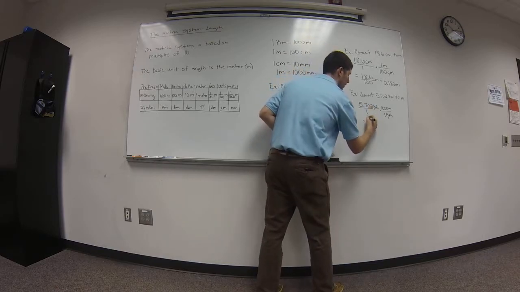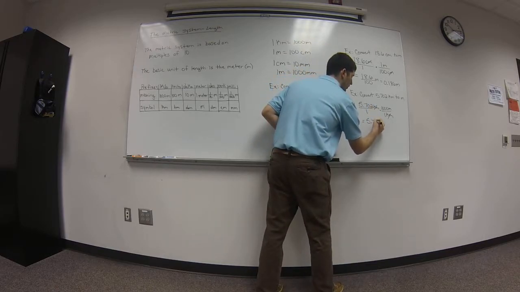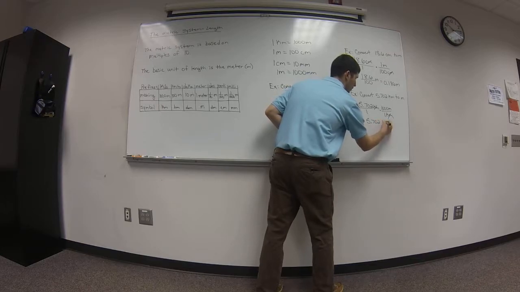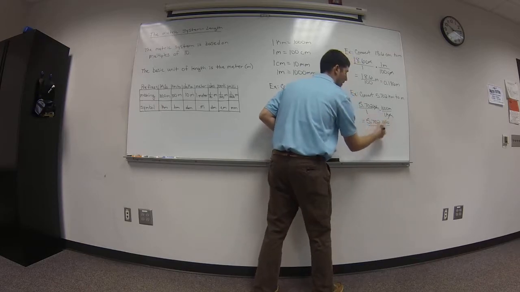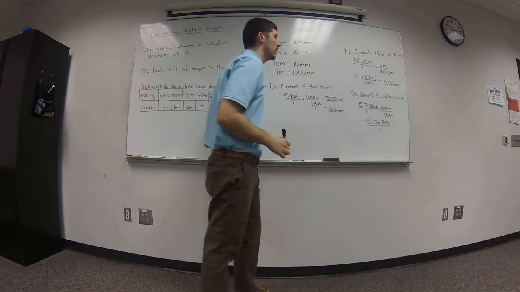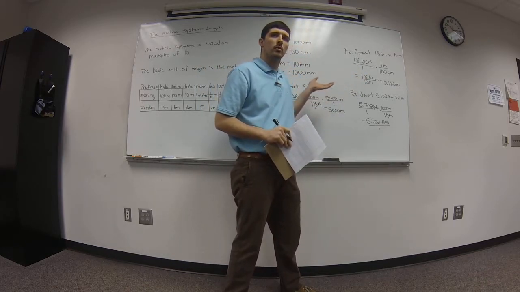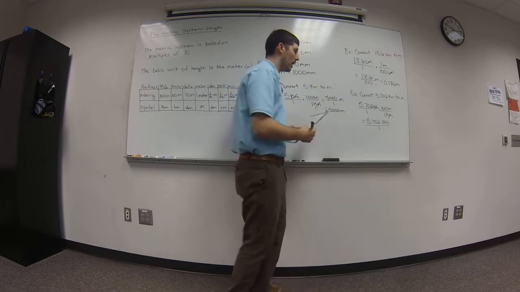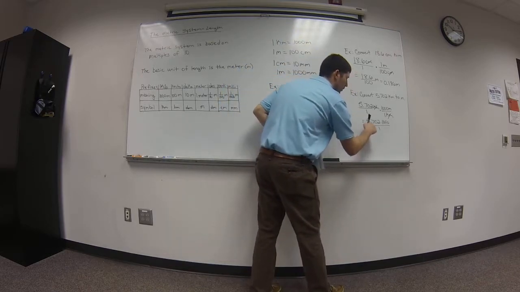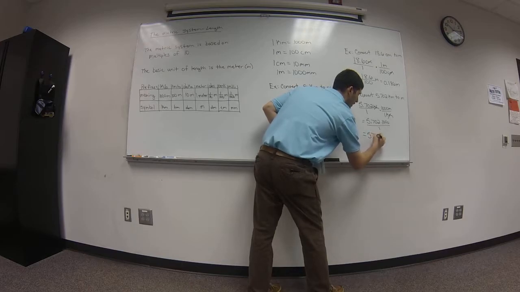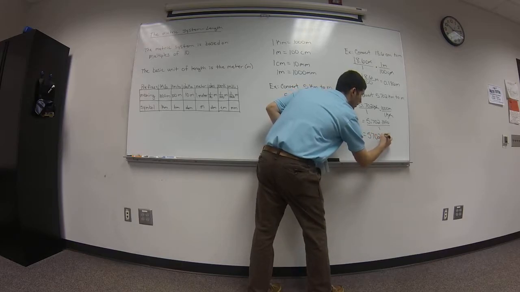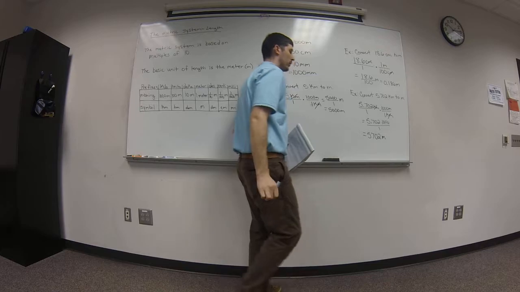5.702 times 1,000 over 1 times 1 is just 1. Just like we did up here, when we divide by 100, we moved our decimal to the left. But when we multiply by this power of 10, we're going to move it to the right 3 places. We get 5,702. Our units are meters.